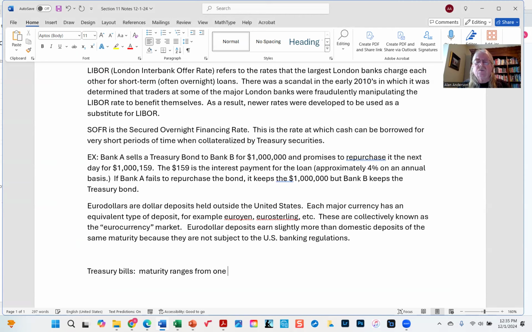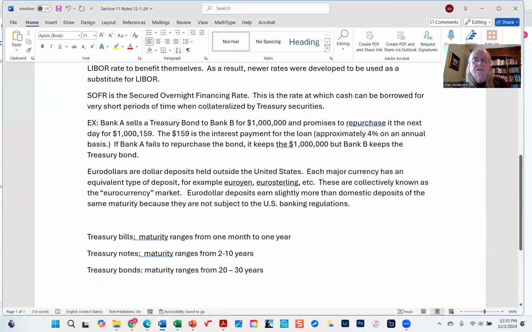I think the shortest one they have is 1 month, 1 year. Treasury notes maturity ranges from 2 to 10 years, and treasury bonds maturity ranges from 20 to 30 years. That's all they have. It doesn't go past 30 because nobody wants them. I mean, these maturities are determined by market demand. This is what people want.